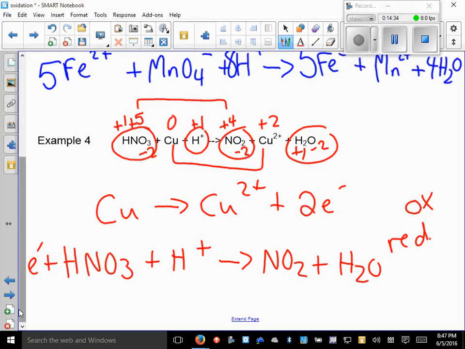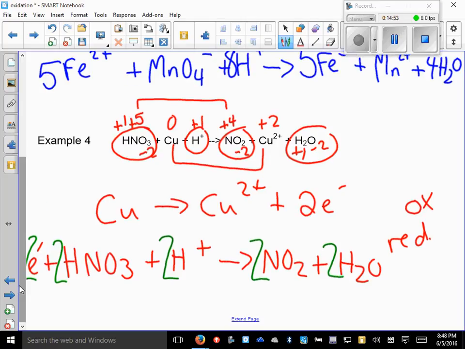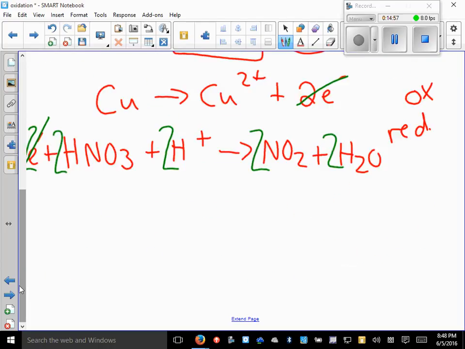Okay, oxidized we had 2. On the left-hand side, we just had 1. So we're going to have to multiply everything on this side by 2. Okay, so now this is balanced. I have 2 electrons on both sides. Excellent. Now I'm going to add this all up.